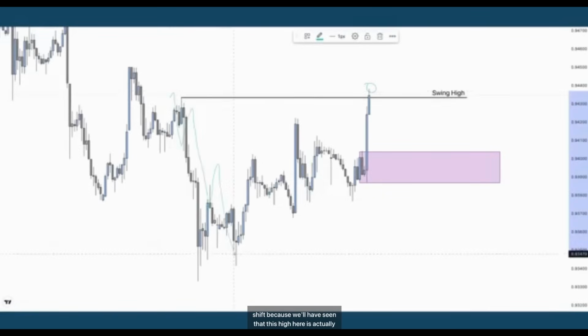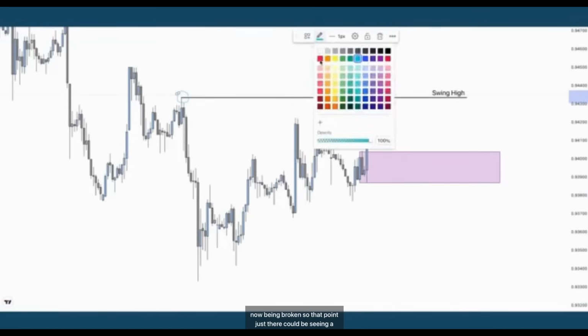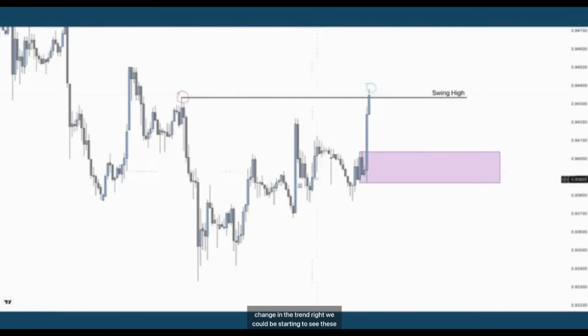This could be the indication that maybe the market is starting to shift because we'll have seen that this high here is actually now being broken. So that point just there could be seeing a change in a trend, right? We could be starting to see these buyers take control. Now, this is then the point where we want to make sure we are getting closures above this level, right? Above this swing high. If the market is able to close above, that will give us what we need in terms of confirmation to continue trading higher.